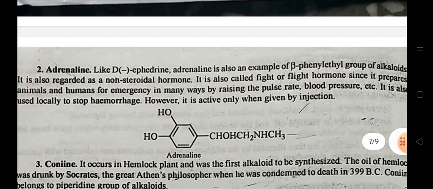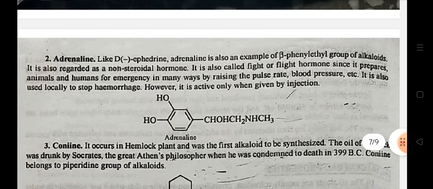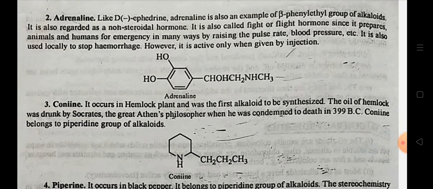Adrenaline. Like D-ephedrine, adrenaline is also an example of beta-phenylethyl group of alkaloid. It is also regarded as a non-steroidal hormone. It is also called fight and flight hormone since it prepares animal and human for emergency in many ways by raising the pulse rate, blood pressure, etc.